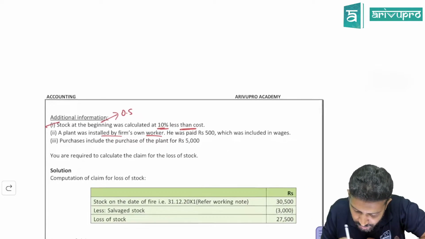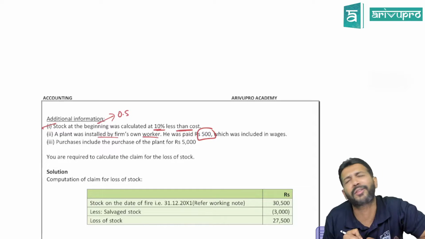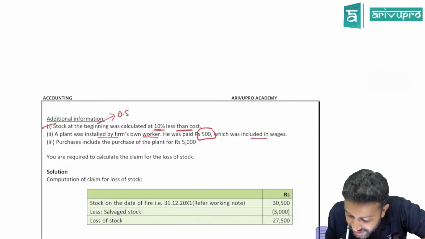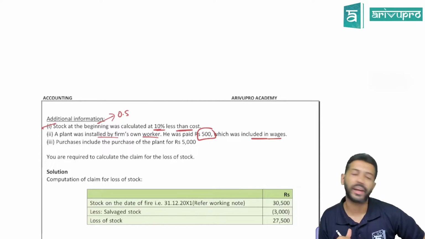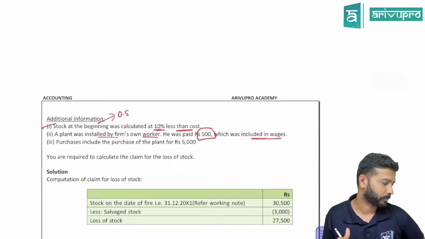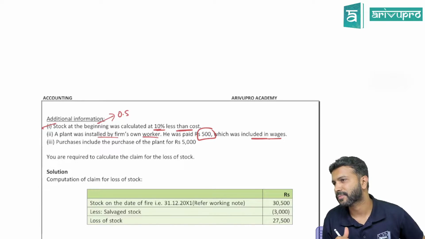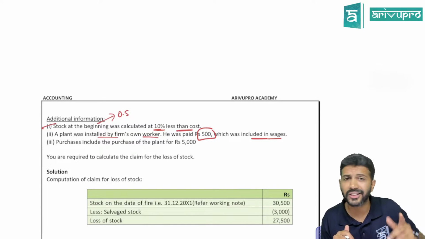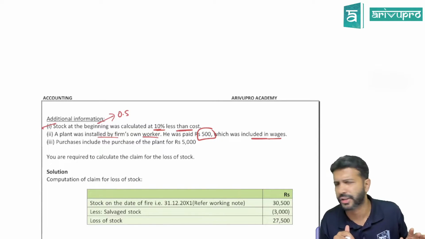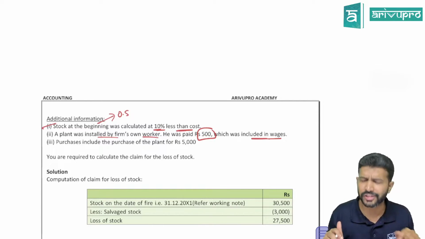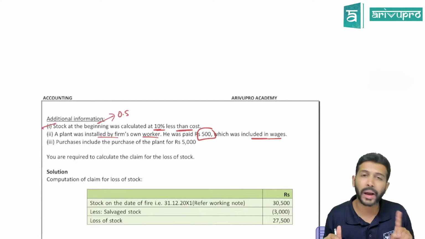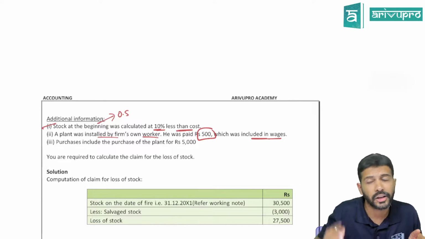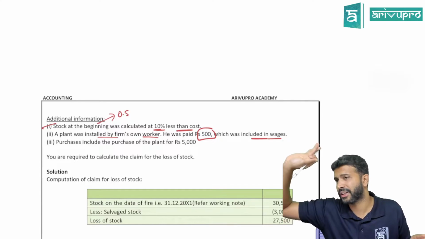So what did we do? We paid him 500 rupees. Told him to take 500 rupees for installation, which was included in wages. Right or wrong? Wrong. What is wrong? Wages paid for the installation of plant and machinery, is it a revenue expenditure or capital expenditure? Many of you have come through the foundation route. This is a capital expenditure. So capital expenditure means this should not be transferred to the wages account, but rather it should be added to the cost of machinery. Yes or no?